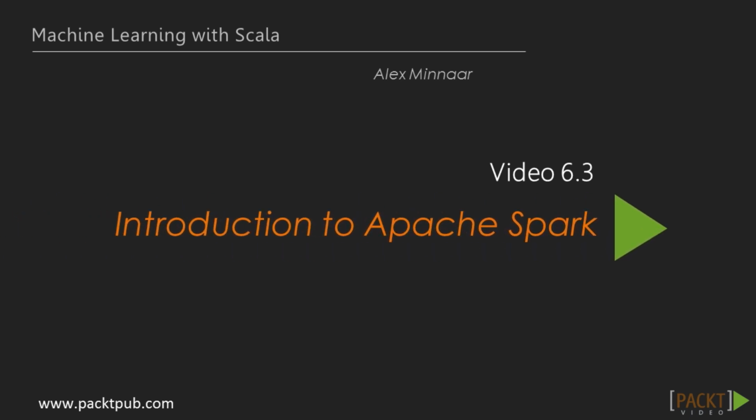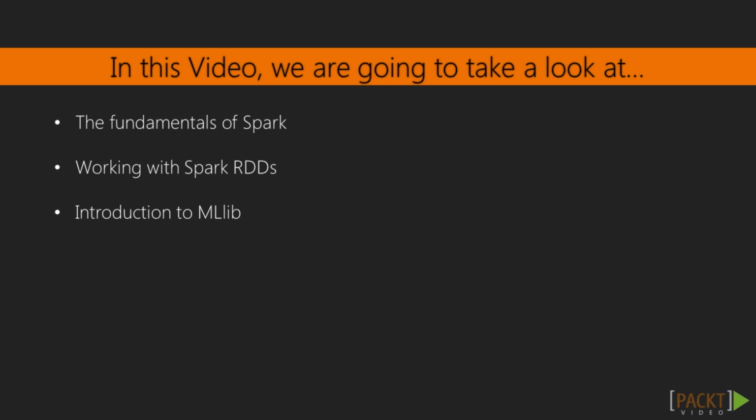In the last couple of videos, we looked at the Akka framework. In this video, we will introduce another Scala framework that can be used for machine learning purposes called Apache Spark. At the beginning of this video, we will get familiar with the fundamentals of Spark by defining what it is and what it is used for. Then we will look at Spark's RDDs, Spark's fundamental data structure. Then finally, we will take a look at MLlib, the machine learning library for Spark.